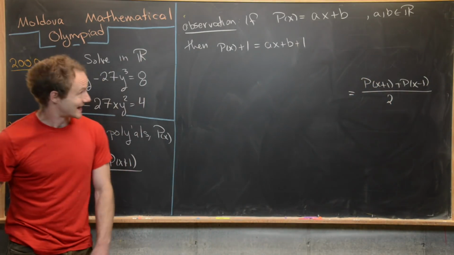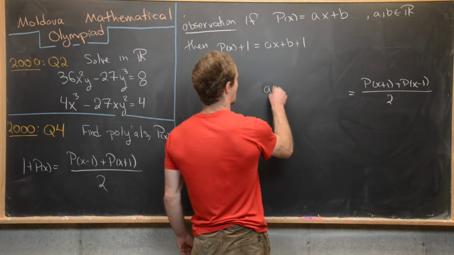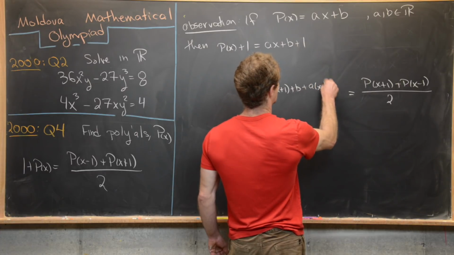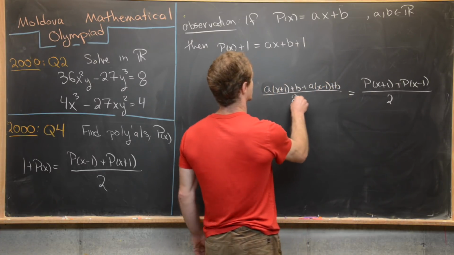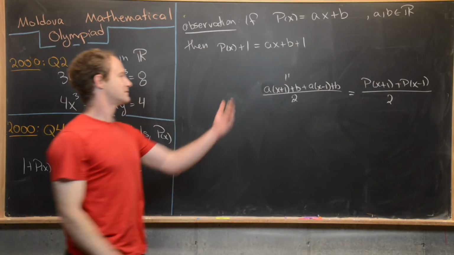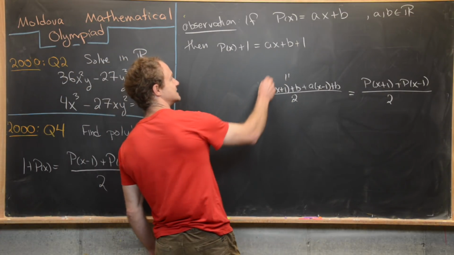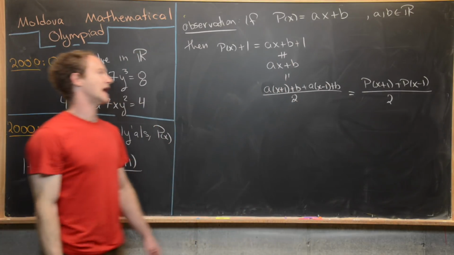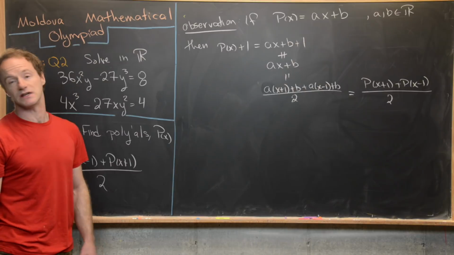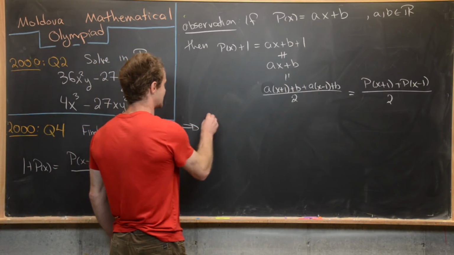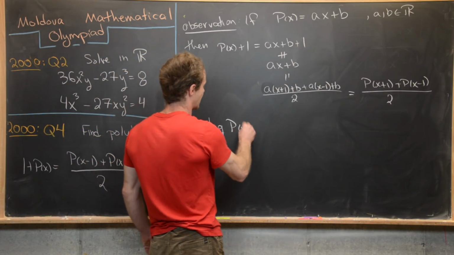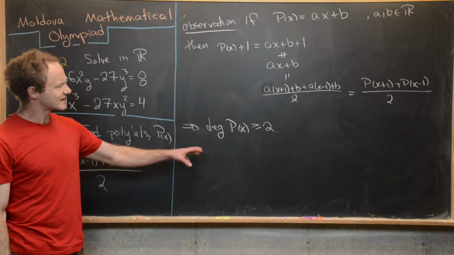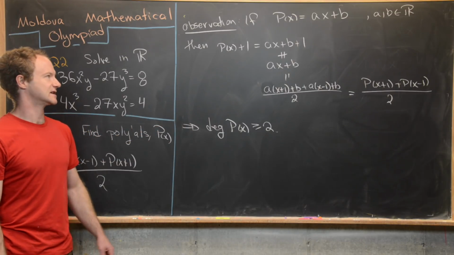Well, let's see what that is. So that's going to be equal to a times x plus 1 plus b plus a times x minus 1 plus b all over 2. But that simplifies pretty easily, and it simplifies down to ax plus b. But ax plus b and ax plus b plus 1 are not equal. So what that immediately tells us is that the degree of p of x must be bigger than or equal to 2. And in fact, there's a big hint built into this.